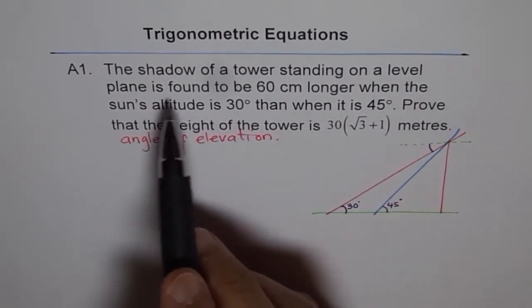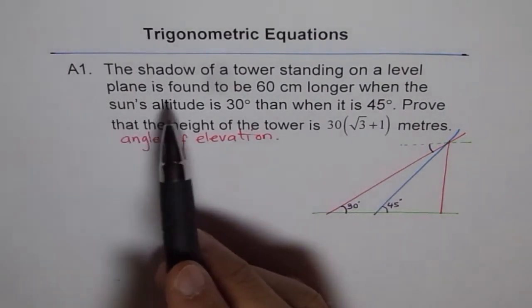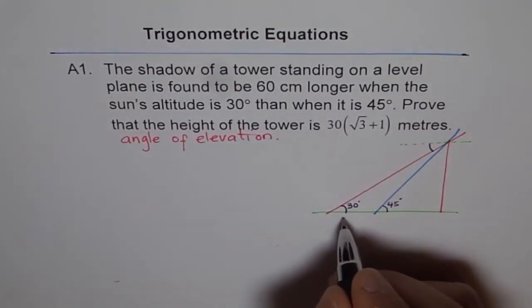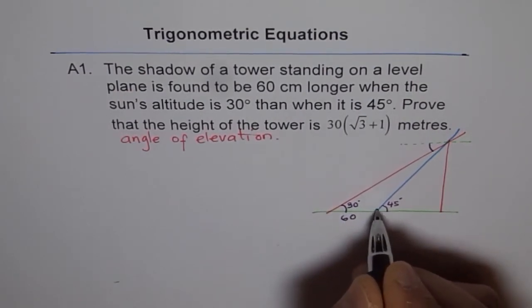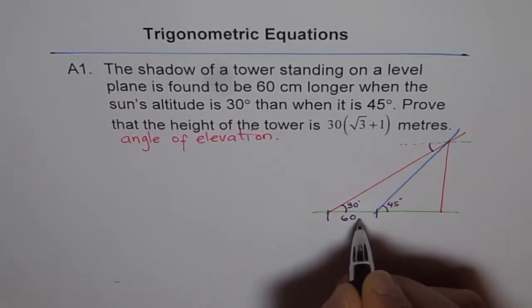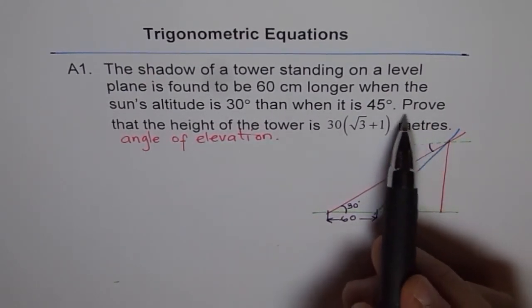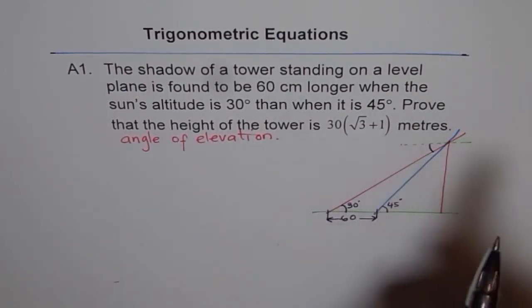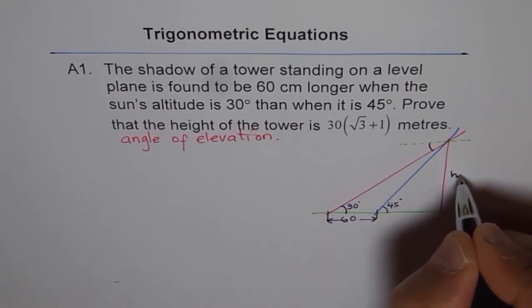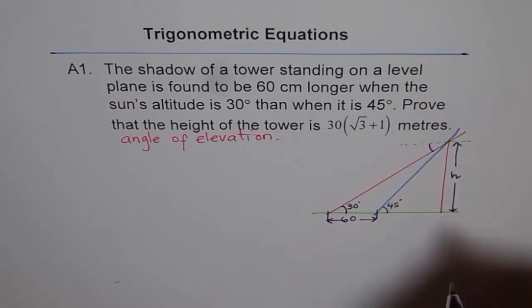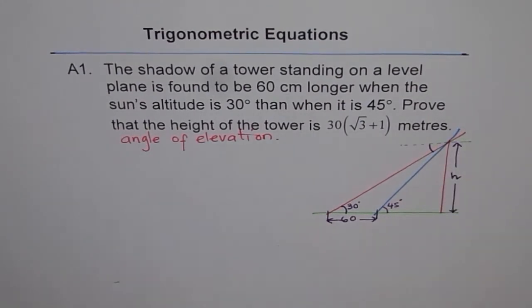And it says that the shadow of the tower on a level plane is found to be 60 centimeters longer. So this length is 60 centimeters. So from here to here it is 60 centimeters. Right? Prove that the height of the tower is so much. And let this be the height of the tower from here to here. Okay? So we need to find the height of the tower. Correct? And that should be as given here.